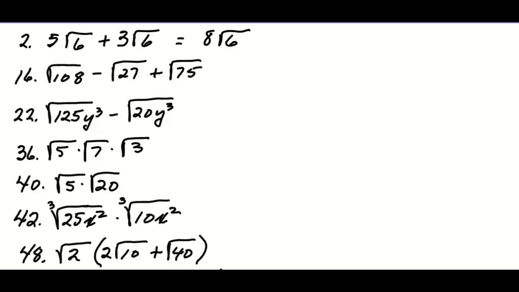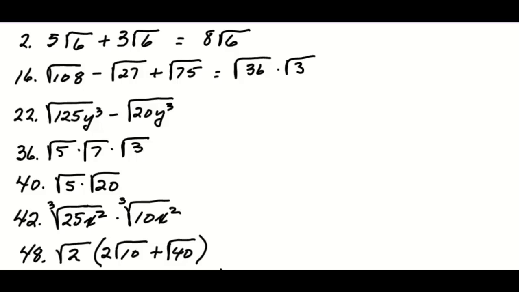However, if we drop down to number 16, now what we have under each of the radicals is different. So what we want to do is simplify each of the radicals. And what we're going to look at is what numbers that are perfect squares we can divide evenly into each of those 3. Well, for the 108, it so happens that's the same thing as the square root of 36 times the square root of 3.